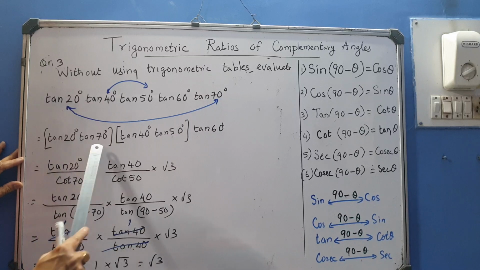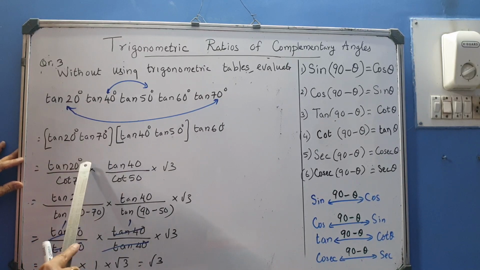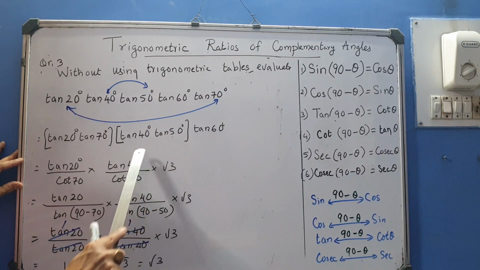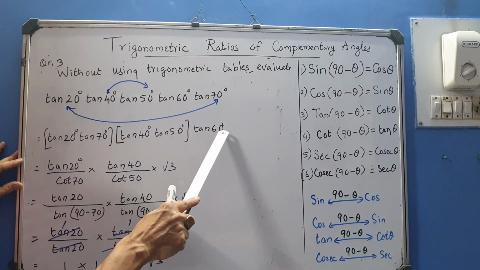Now there are two tans. One of the tans changes into cot, any one, the first or the second. I change the second one. So tan 70 degrees is 1 by cot 70, because tan is the reciprocal of cot. Now this tan 50 can be written as 1 by cot 50, into tan 60, which is root 3.